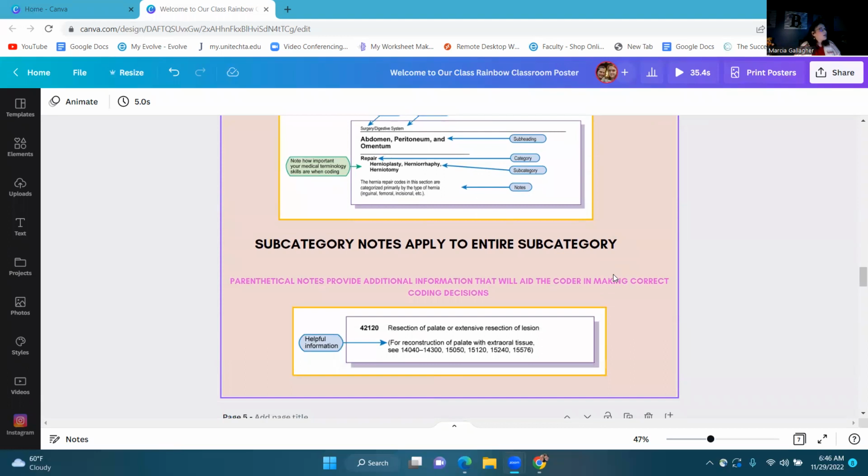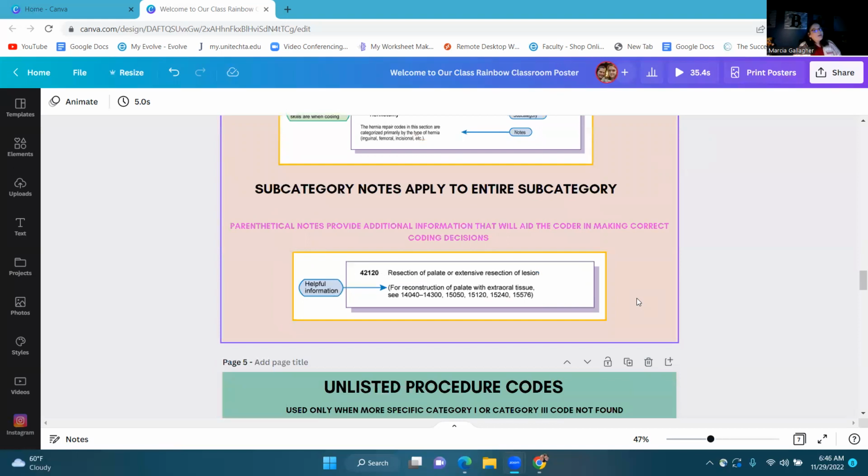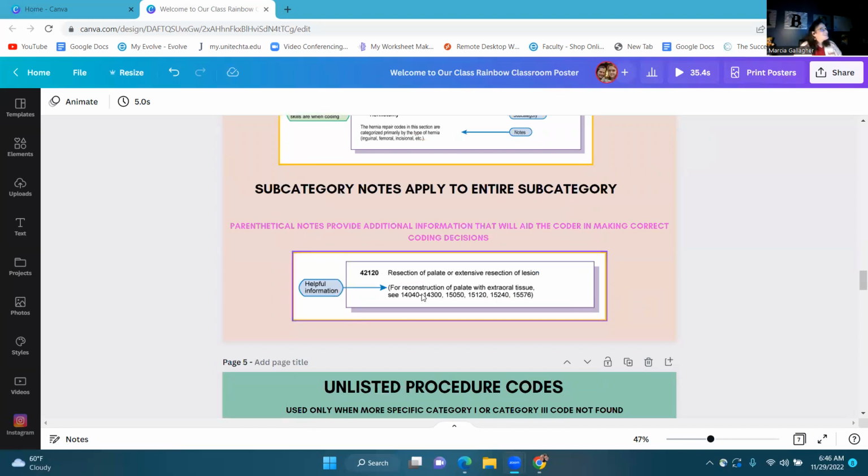So next we're going to talk about parenthetical notes. They provide additional information that will aid the coder in making correct coding decisions. So parenthetical notes are in parentheses. So you can see here this helpful information is part of parenthetical notes.